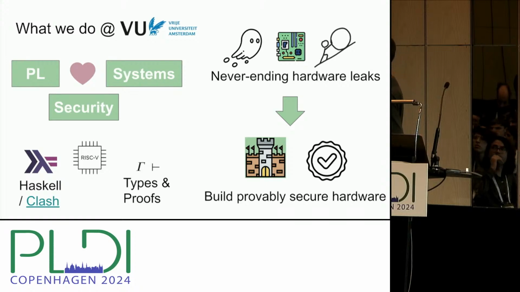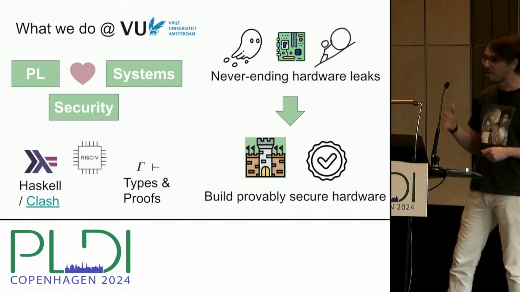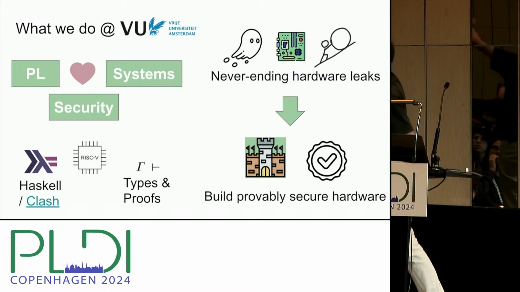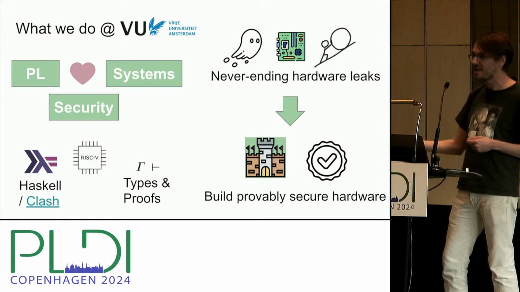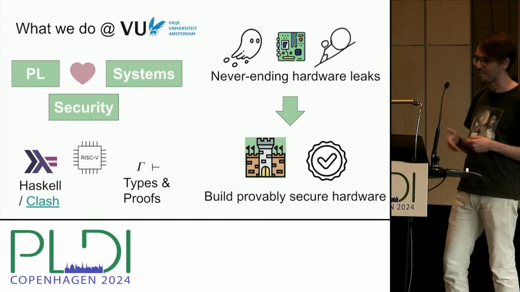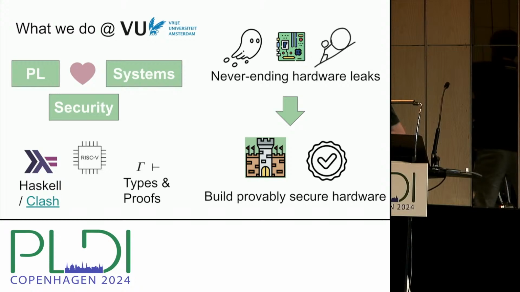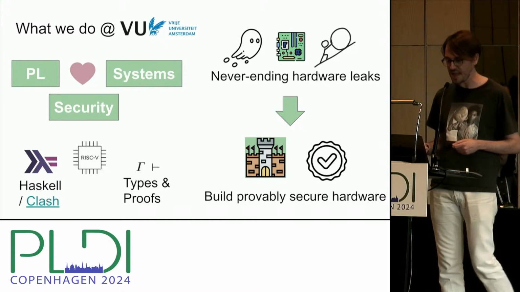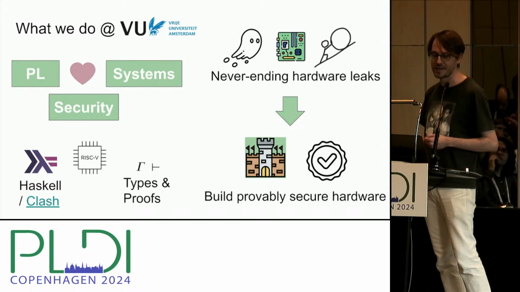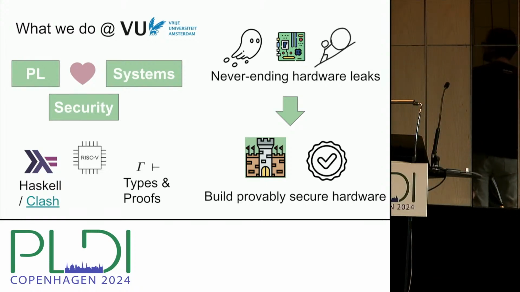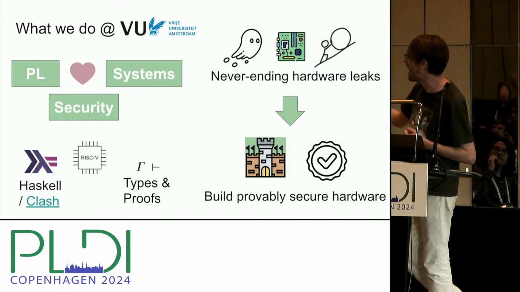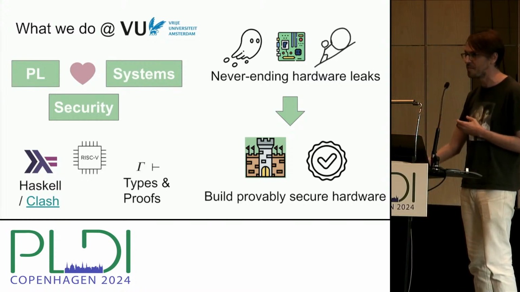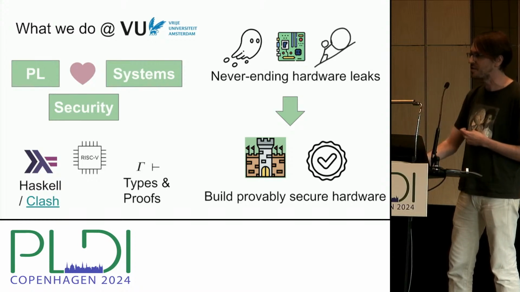People made that realization around 5 years ago, and since then, there has been a never-ending stream of new transient execution attacks. That really raises the question of how we can fix this, and how we can build better hardware that's actually provably secure, and that's what I'm working on. We're using all the tools that you probably like since you're here: types, proofs, and you can actually write your hardware in Haskell with a tool called Clash, and it compiles down to Verilog, and you can use it to make an FPGA with all this stuff.